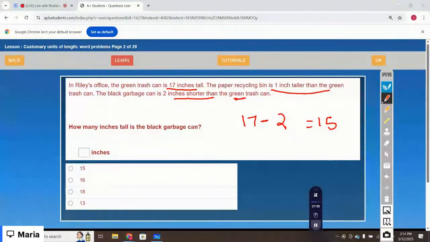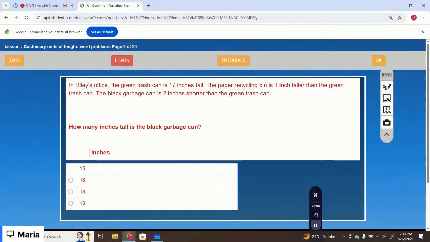The correct option is 15. Option number 1 is the correct option.